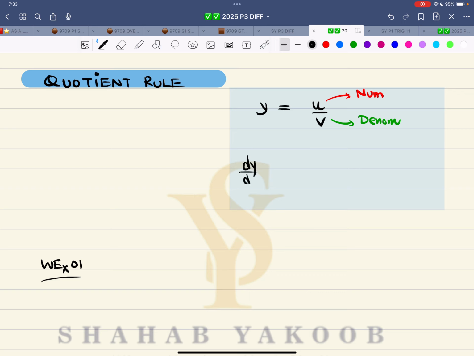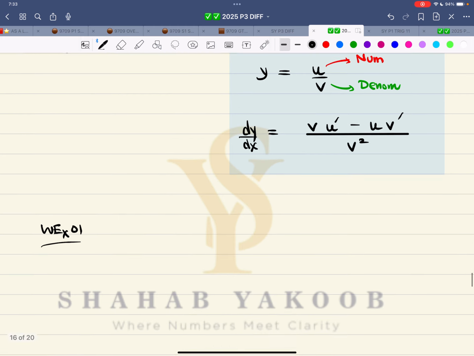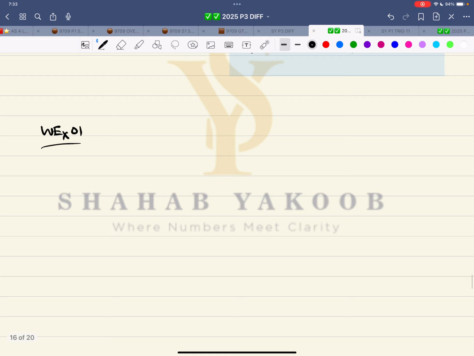Dy by dx, that is, first of all, we have a fraction and the denominator is basically v square. And we start with v, u prime minus u v prime. Of course, it's written in the formula booklet MF19, but once you do a lot of practice, you will remember it. So now the first worked examples.